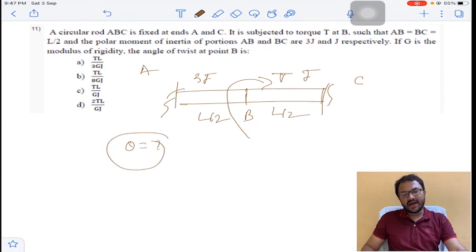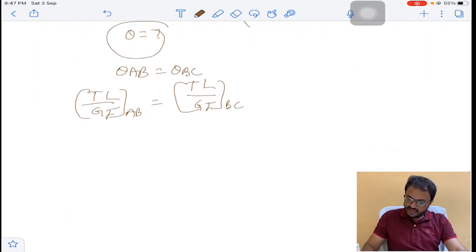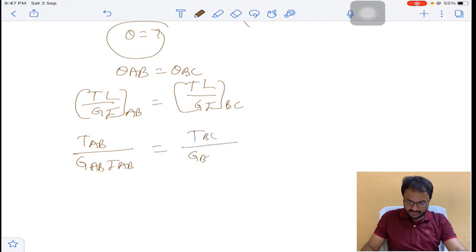As it is a parallel connection, the angle of rotation in the two bodies is the same, that is theta AB is equal to theta BC. Theta AB is TL by GJ for AB. Theta BC is TL by GJ for BC. So now the length is the same on both sides, so it gets cancelled. It is TAB by GAB JAB, so that is equal to TBC by GBC JBC.